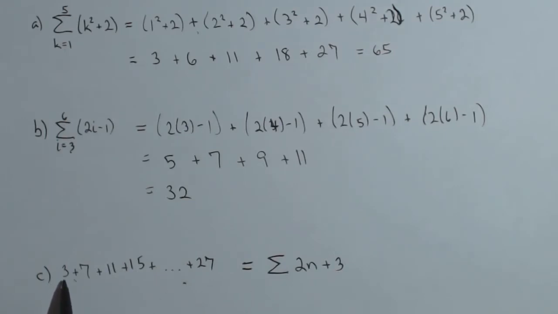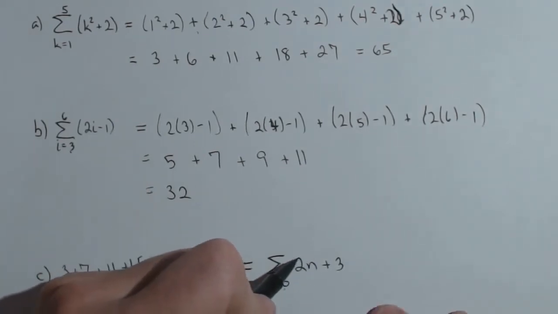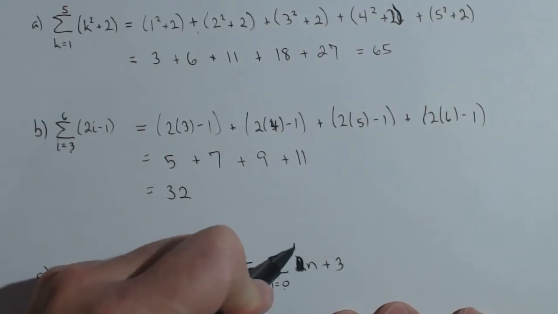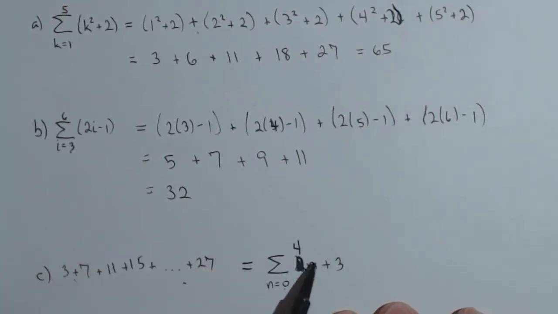Now, where do I want to start? Well, with this that I built, I've got to figure out what I want my bottom index to be. Well, I want to start at 0, because when n is 0, that's when this thing comes out to 3. When n is 1, I get, oh, excuse me, it's going up by 4 each time. My mistake. And when n is 1, we get 7. When n is 2, we get 8 plus 3, which is 11. When n is 3, we get 15.